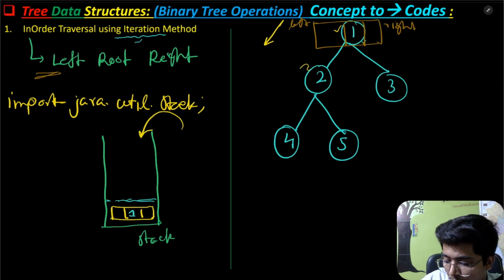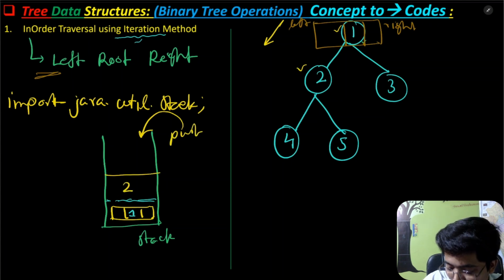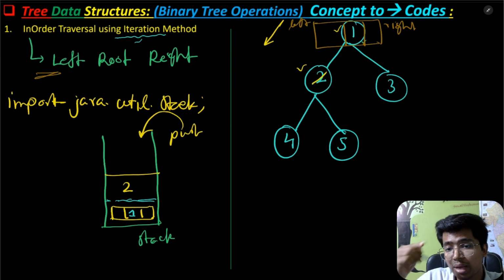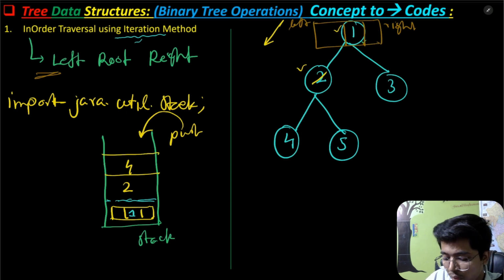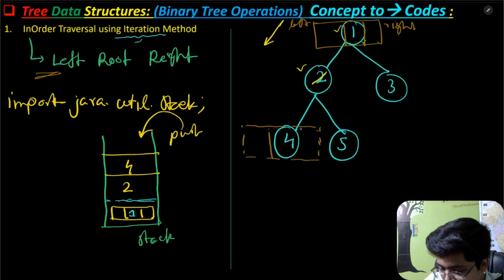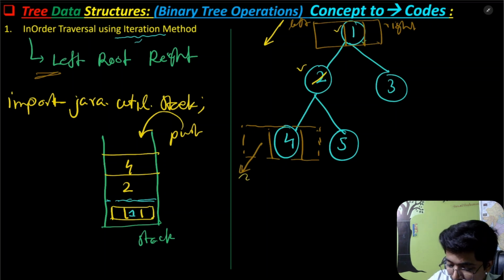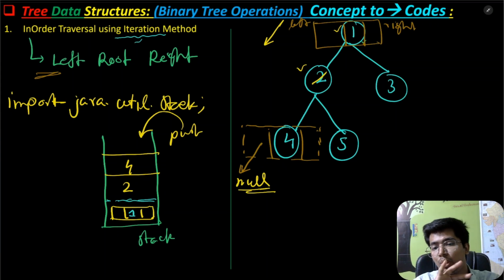We are done with 1. Now we push 2 into the stack. Once 2 is done, we again move to the left until we encounter null, so we push 4. Now we have come to 4, which also has the general architecture of a node, and this is its left section. Our code will move from here and encounter null. Once it encounters null, we stop and no longer insert.